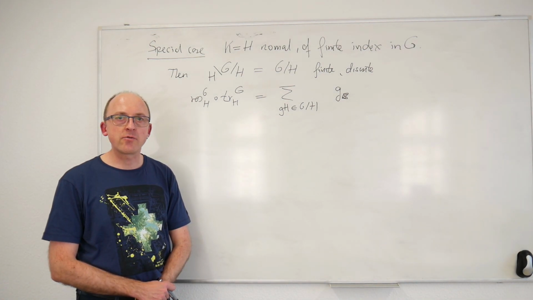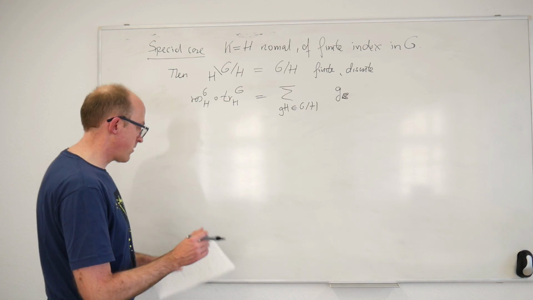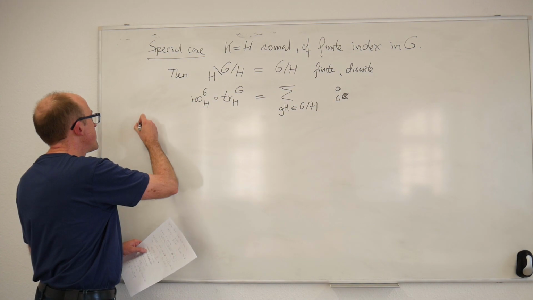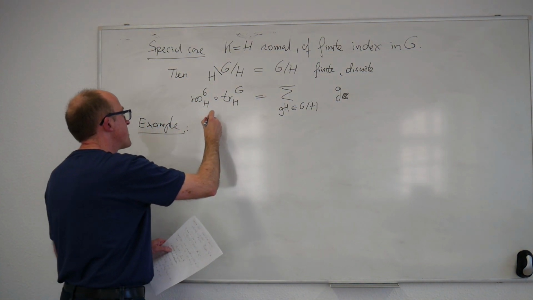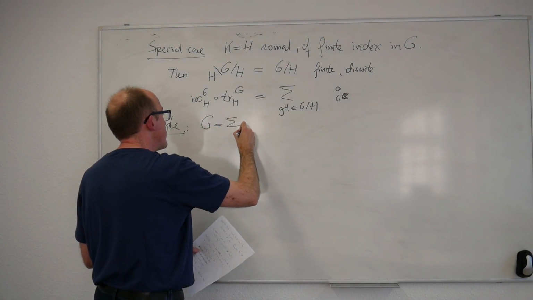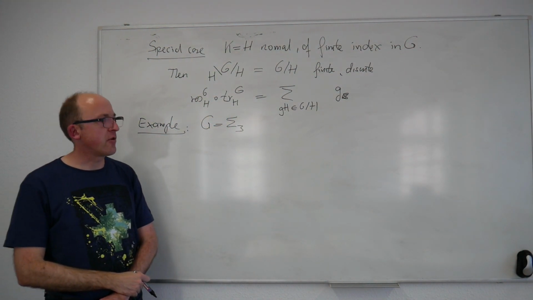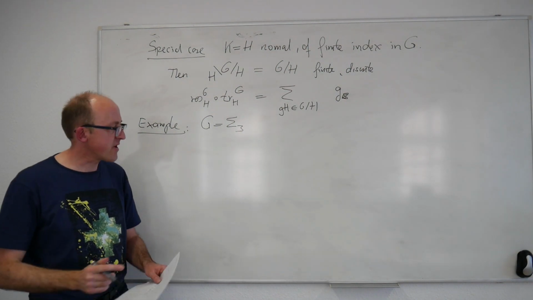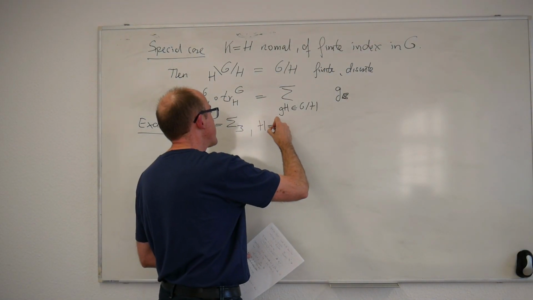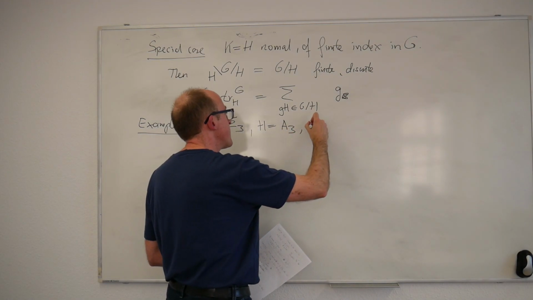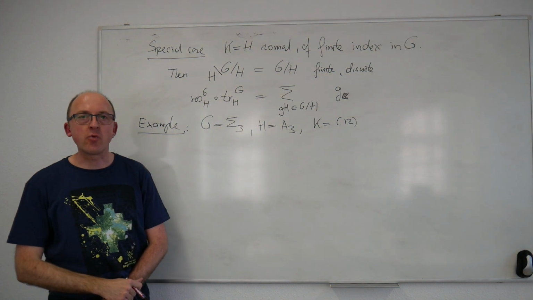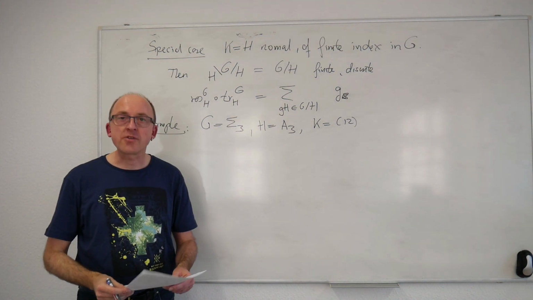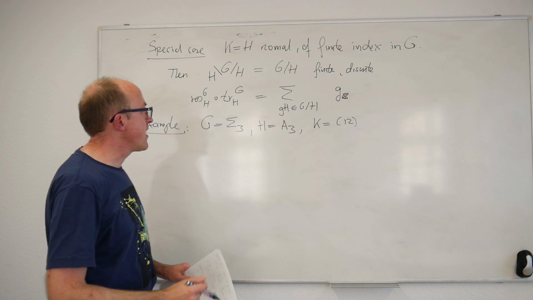And now I want to move on to a very concrete example, and I'll start with a rather simple, but not completely trivial example. I want to consider the big group to be the symmetric group on 3 elements, the group of permutations of the set 1, 2, 3. I want to take as H the alternating subgroup inside, and I want to take as K the cyclic group of order 2 generated by the transposition (1 2). All the transpositions are conjugates, so I could also have taken any of the other ones.